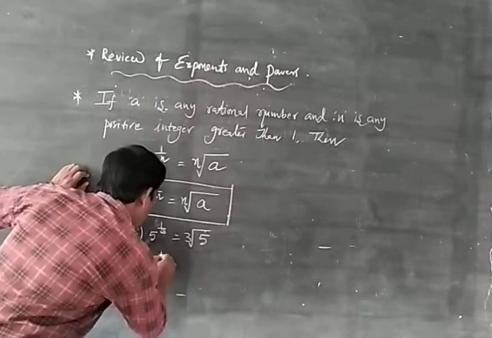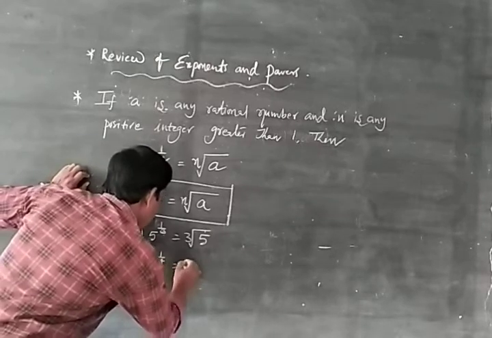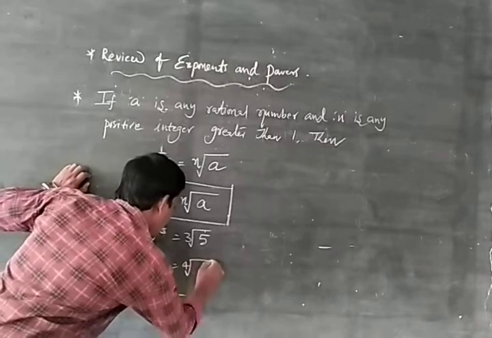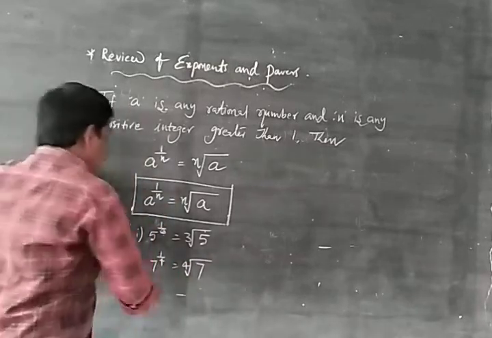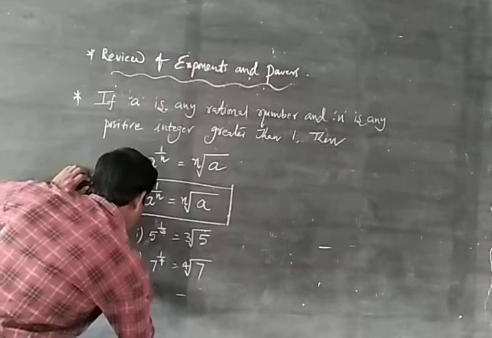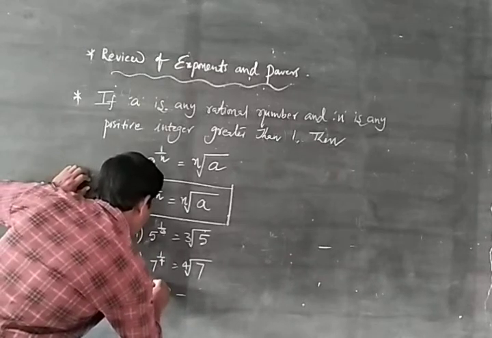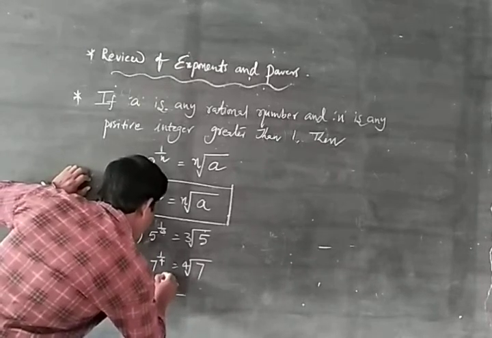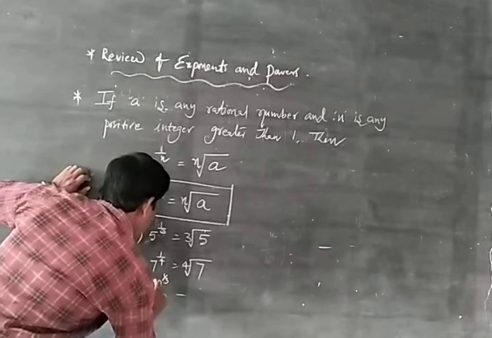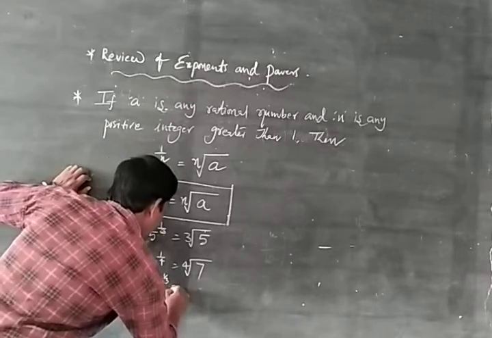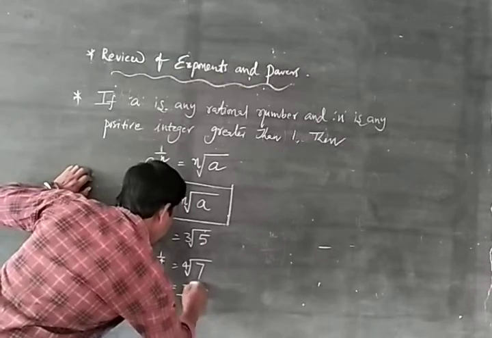7 power 1 by 4, fourth root of 7, and third one, 10 power 1 by 3. 10 power 1 by 3 is cube root of 10.